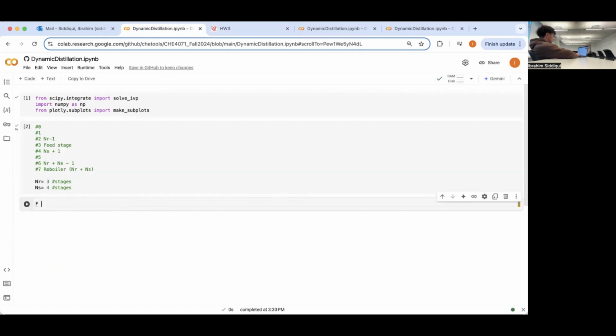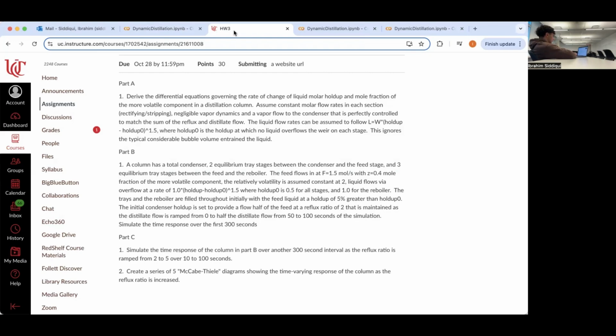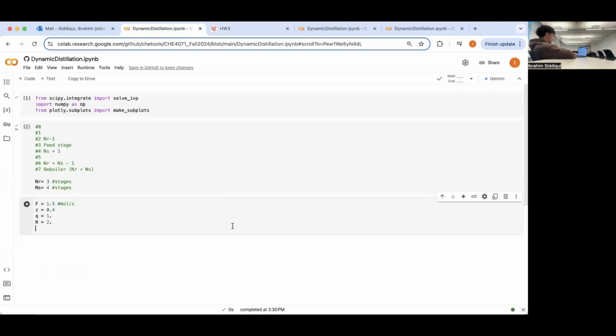So our feed is equal to 1.5, in units of mole per second. We also have our z, which is 0.4, and our quality, which is 1. Our reflux ratio is 2. Our distillate is equal to our feed divided by 2. And our relative volatility, alpha, is also 2. I'm noting this down so I don't forget what alpha is.